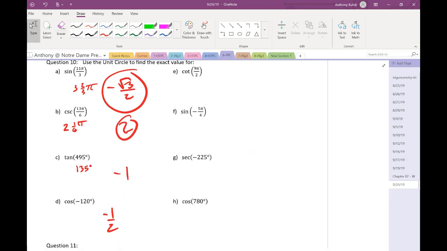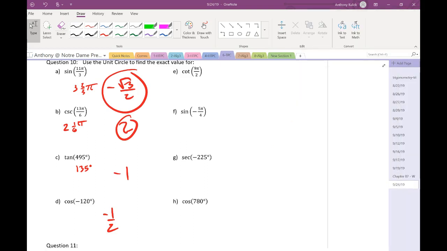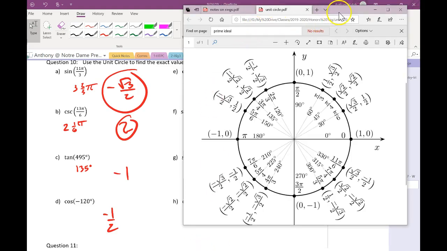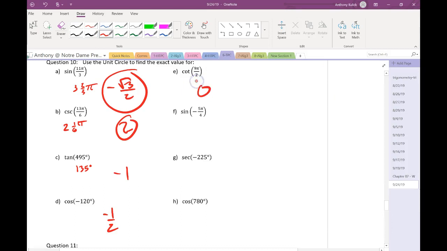So next one up is cotangent of 9 over 2. So 9 over 2 should be easy for you guys to write as a mixed number. That's just 4 1/2. So half, 1, 1 1/2, 2, 2 1/2, 3, 3 1/2, 4, 4 1/2. So cotangent is the reciprocal of tangent. We said that tangent was sine over cosine. So tangent would be 1 over 0. So cotangent is just going to be 0 over 1. And 0 over 1 is just 0.